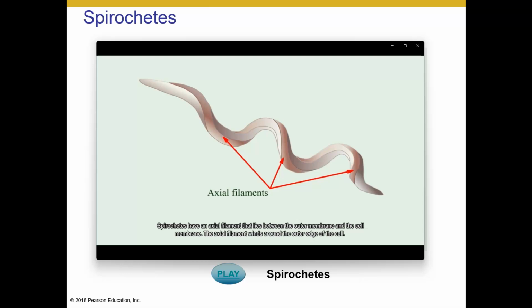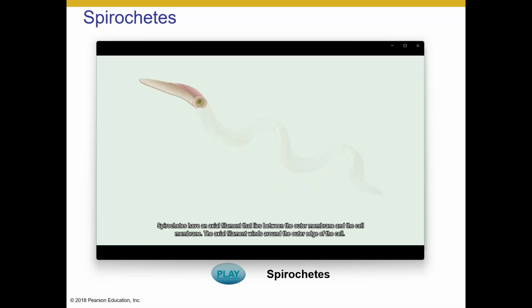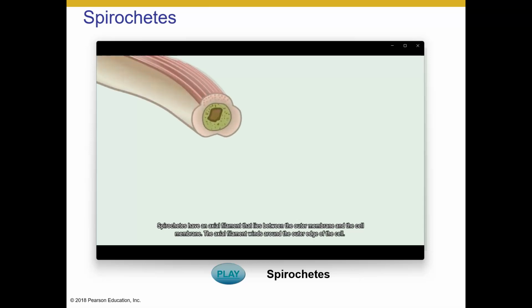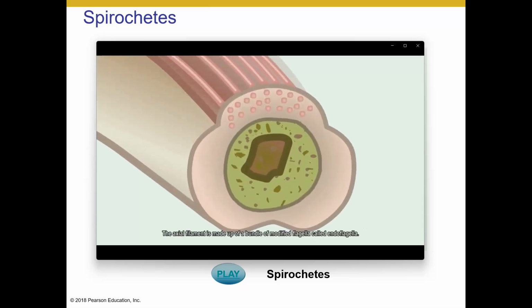Spirochetes have an axial filament that lies between the outer membrane and the cell membrane. The axial filament winds around the outer edge of the cell. The axial filament is made up of a bundle of modified flagella called endoflagella.